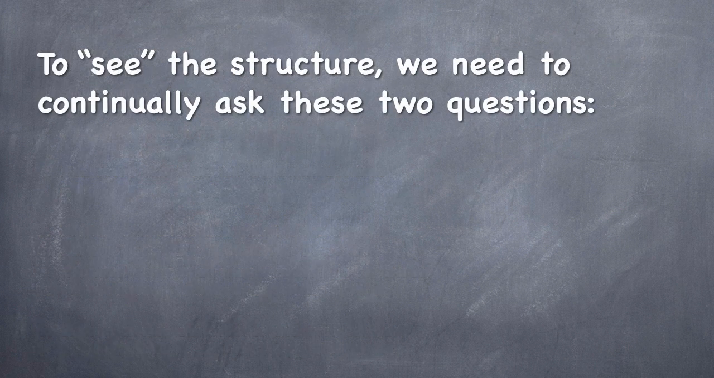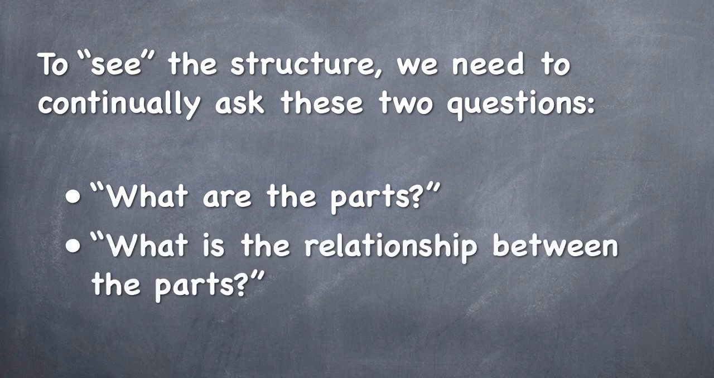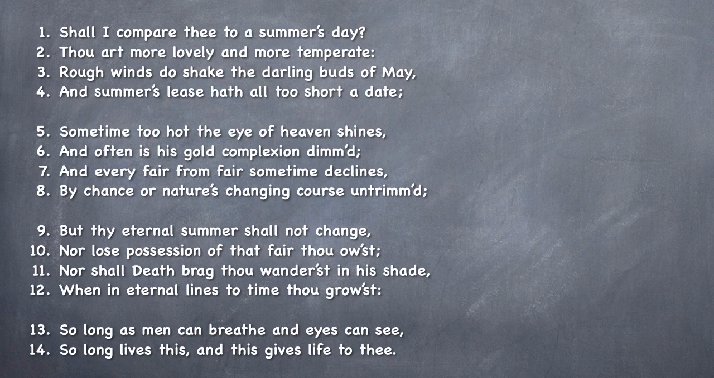Okay, quite simply. So now, in order to see the structure, we need to continually ask these 2 questions. Question number 1, what are the parts? And question number 2, what is the relationship between the parts? Okay, what are the parts and what is the relationship between the parts? Very important. So we're back to our sonnet, and let's take a closer look.